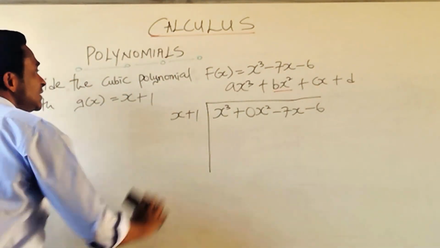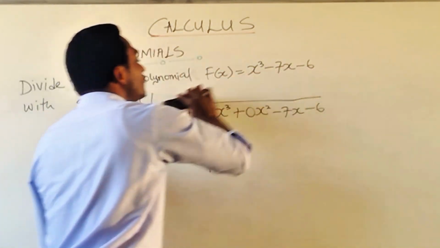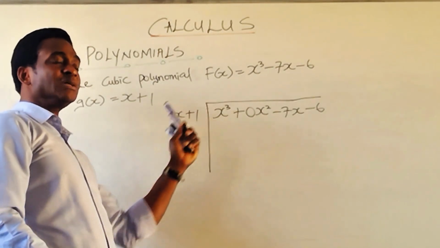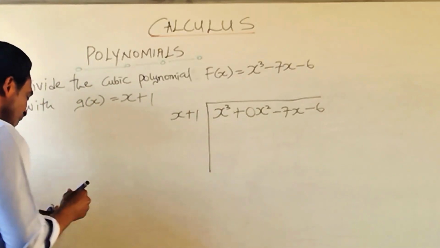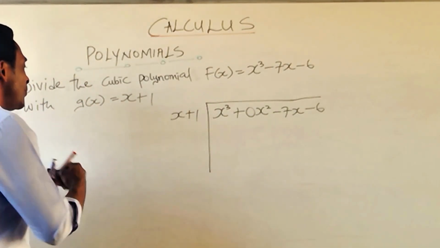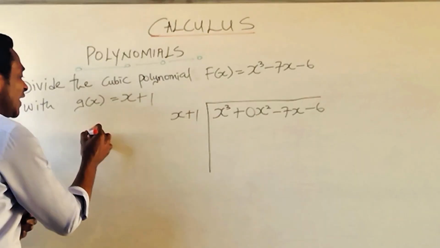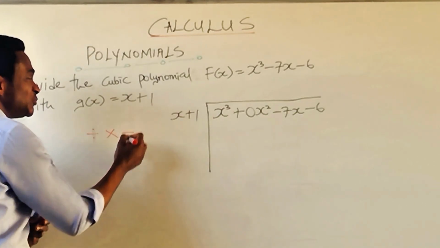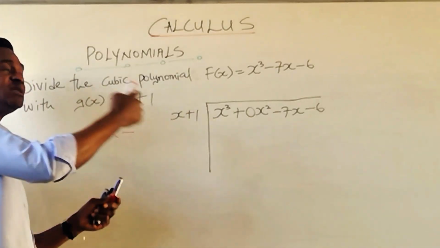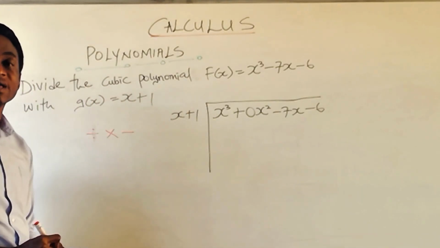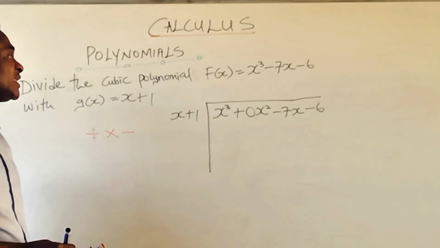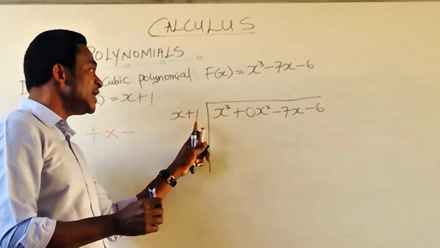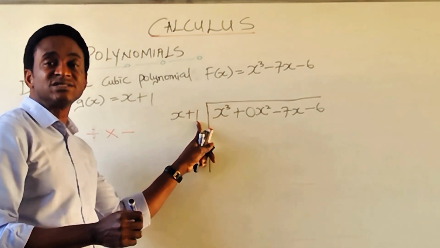Now let's divide. The process involved in this division is we divide, we multiply, we subtract. So we have three processes or three approaches. We have to divide, we have to multiply, and we have to subtract. We repeat this process over and over again until we are done. Now, let's go. Remember, we only divide the x factor. We don't touch the constant here.